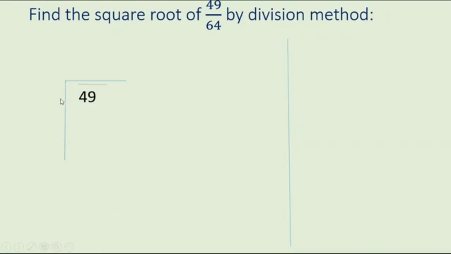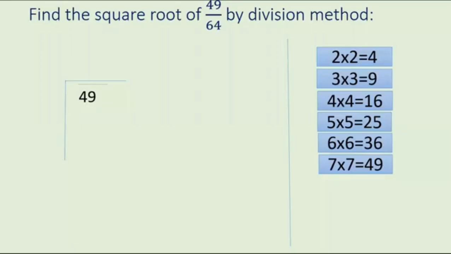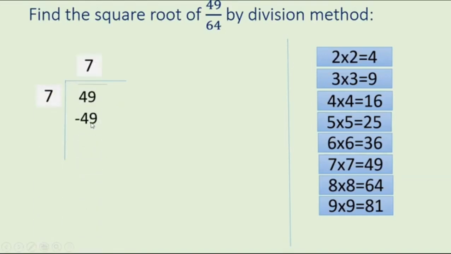Now, I want to multiply a number with itself to get either 49 or less than 49. So we know that 2 2s are 4 and 7 7s are 49. So here we can take 7 into 7 is 49. Remember the condition of square root, we have to take the same numbers. So 7 into 7 is 49.